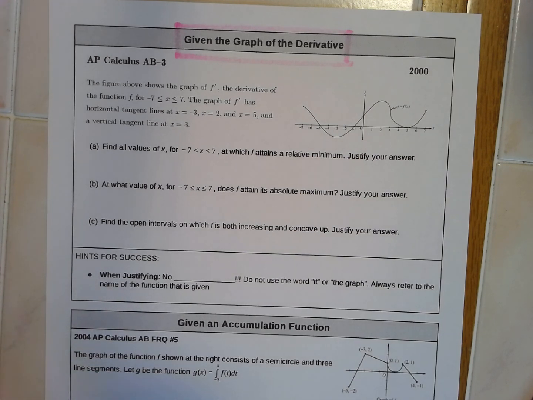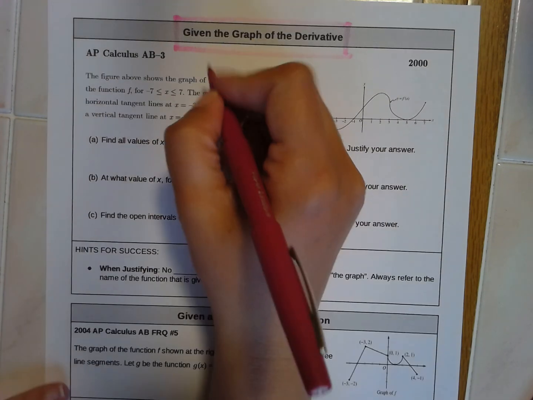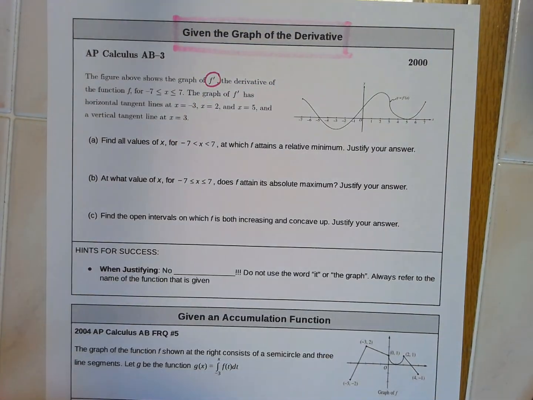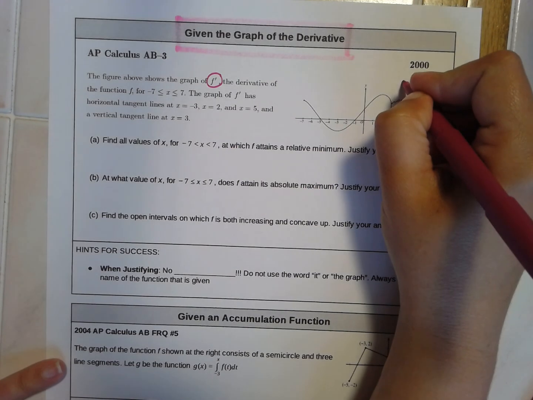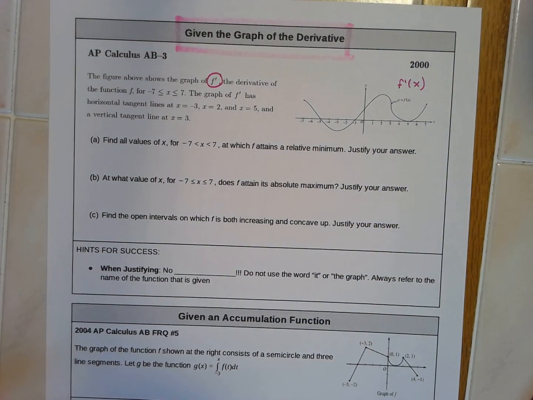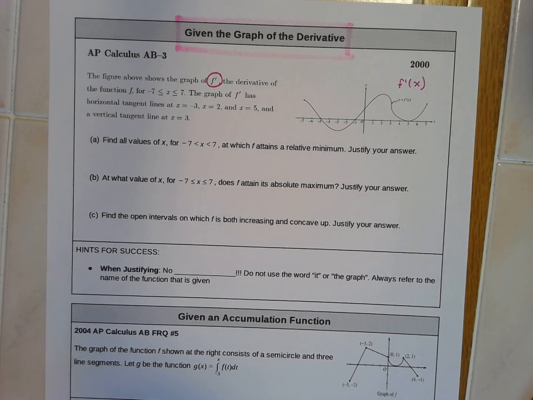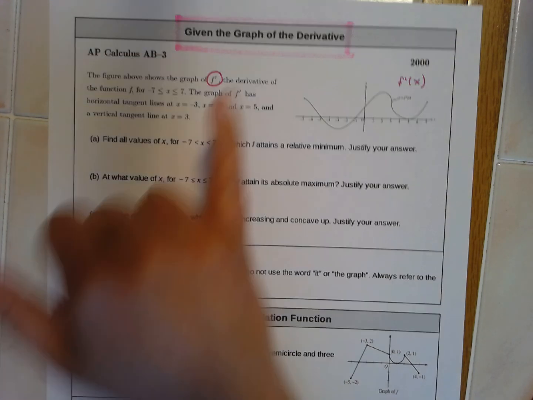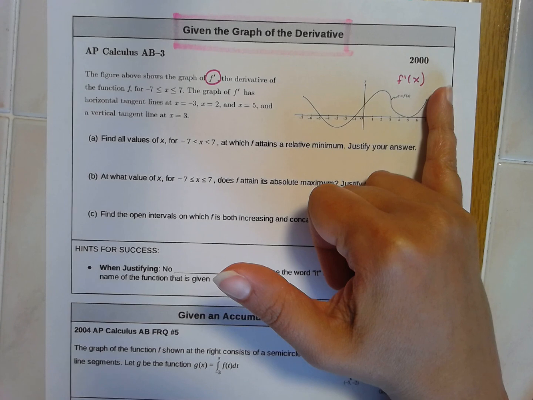So f prime, this is really important. This is the first thing that needs to jump out at me. And if it's not already labeled on the graph, I'm going to go label that really large, because I need to remember that this is not the original graph. This is the graph of the derivative of f. It says for -7 is less than or equal to x is less than or equal to 7. In other words, this graph starts at -7 and stops at 7.